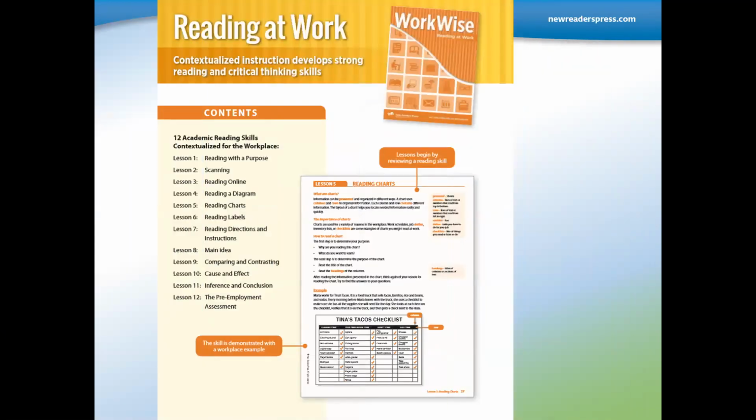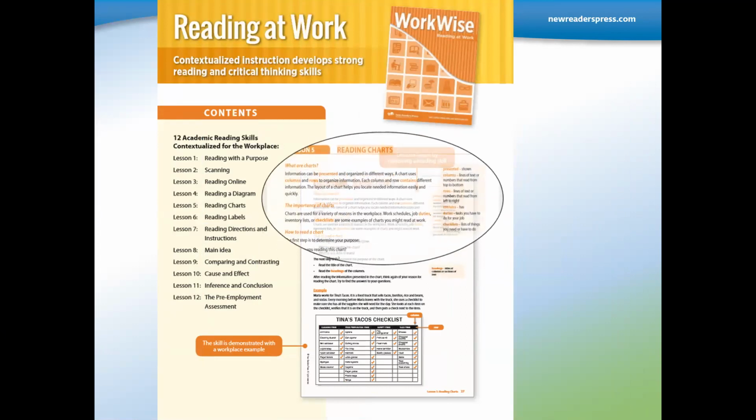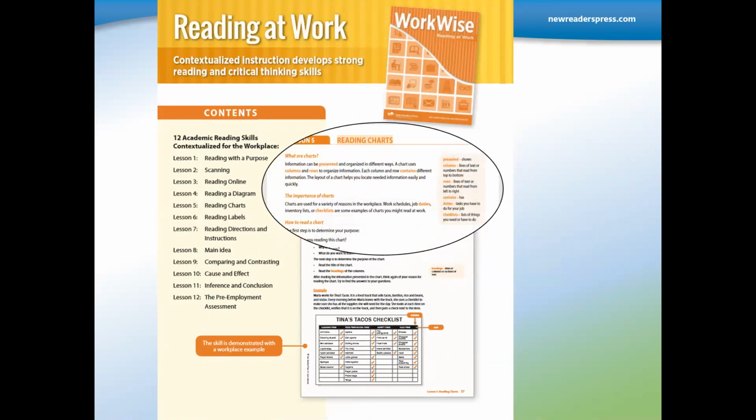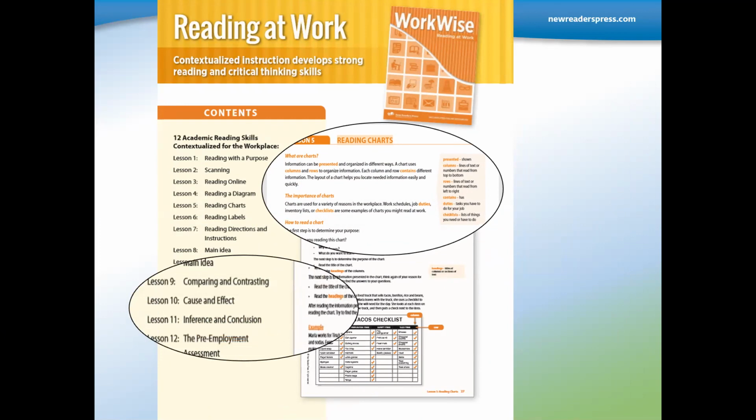And each lesson also begins by introducing students to the academic skill that they're going to learn in the lesson, in this case, using headings and columns to find information, followed by authentic examples of how information is displayed at work, such as in a chart. And the sequence of lessons draws students from early skills, like just surveying a text, all the way through more advanced skills like making inferences at the end of the book. Again, all the while practicing their skills with workplace examples and exercises.